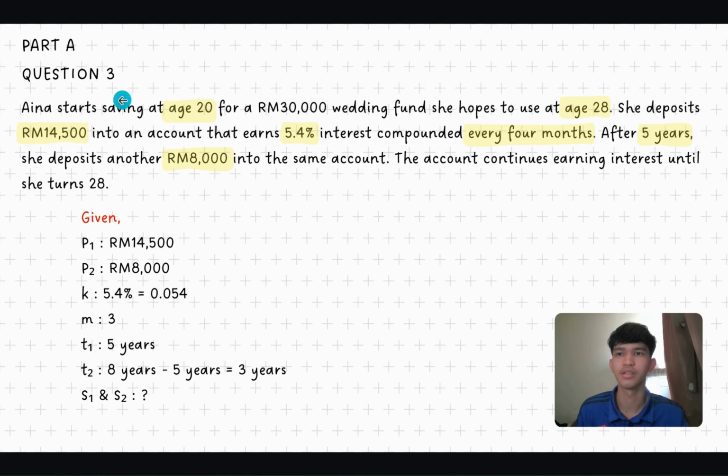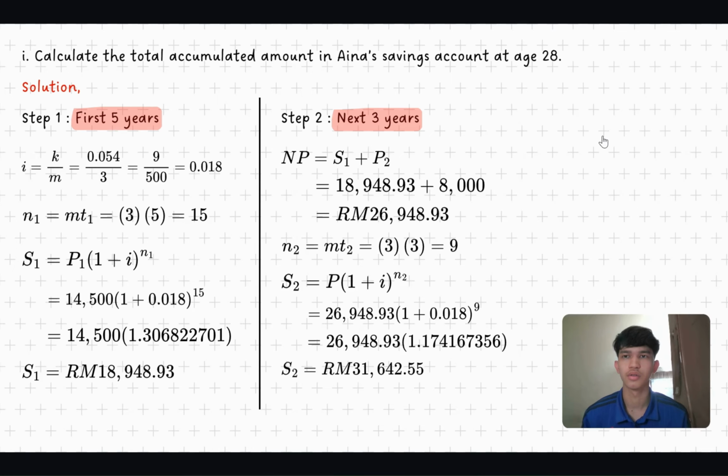So Part A, question 3. Aina started saving at age 20 for an RM 30,000 wedding fund she hopes to use at age 28. She deposits RM 40,500 into an account that earns 5.4% interest compounded every 4 months. After 5 years, she deposits another RM 8,000 into the same account. The account continues earning interest until she turns 28. So these are all the information given. Question 3, part 1: calculate the total accumulated amount in Aina's savings account at age 28.